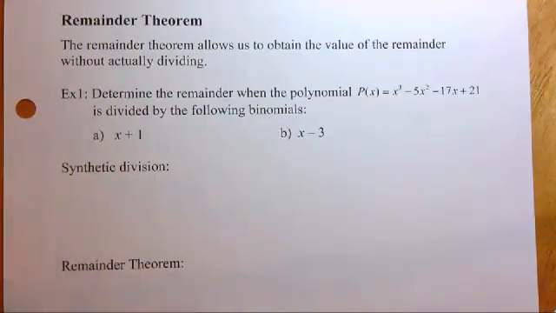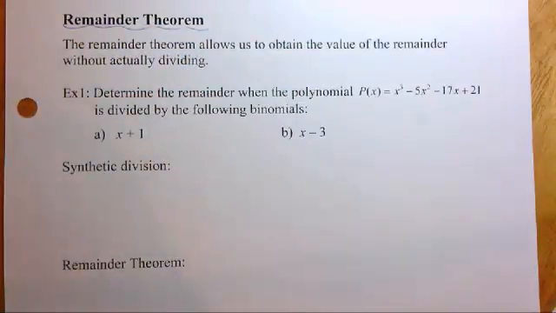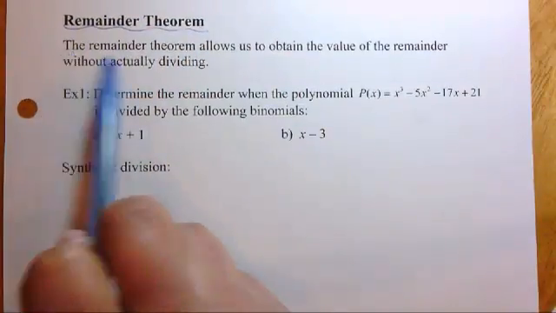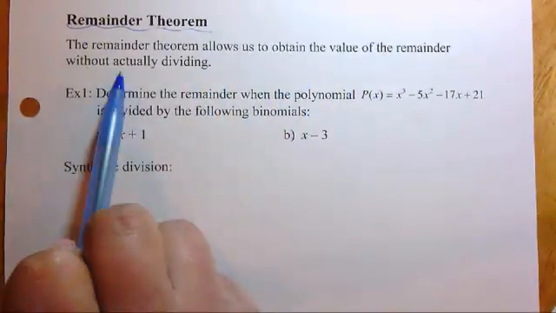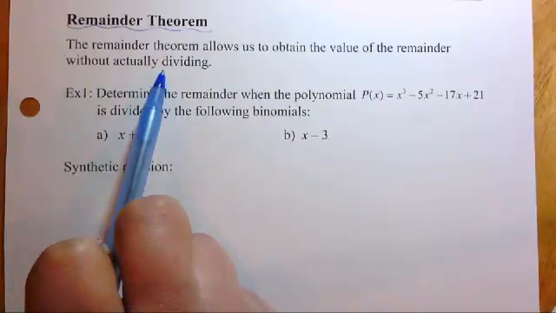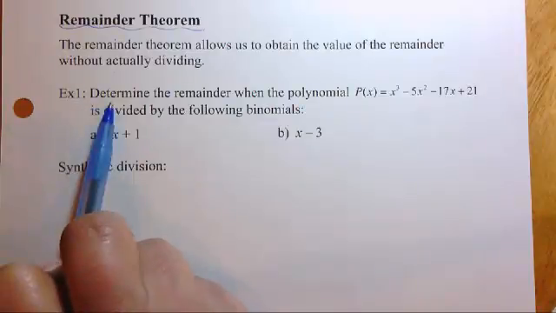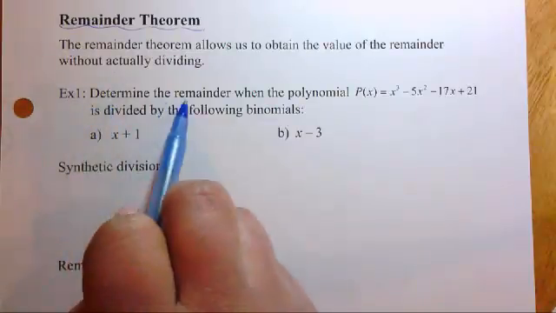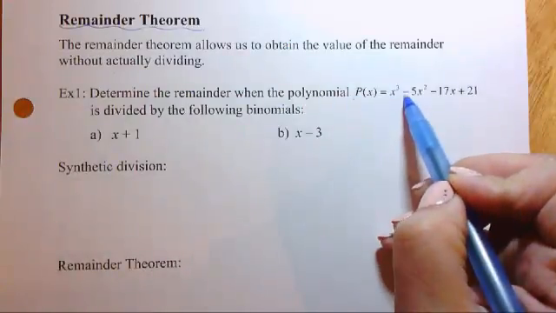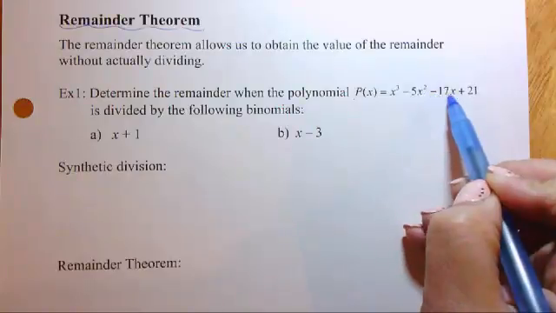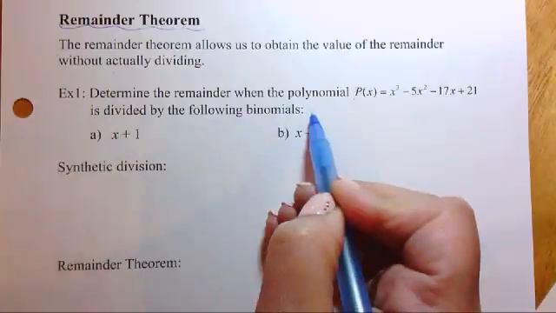All right. So this is what you've all been waiting for, the remainder theorem right here. What the remainder theorem does is allow us to obtain the value of the remainder without actually doing any dividing at all. So let's look at this first example. We're going to determine the remainder when the polynomial p of x equals x cubed minus 5x squared minus 17x plus 21 is divided by the following binomials.